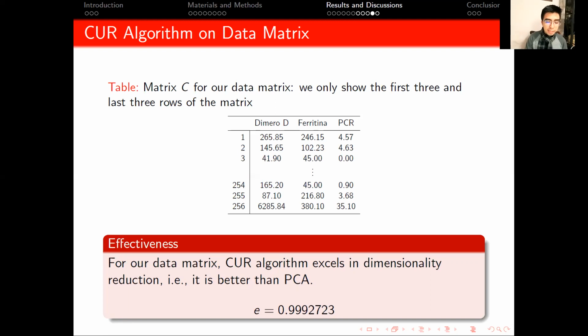About the effectiveness, we get that E is equal to 0.9992723, which is rather close to 1. This implies that for our data matrix, the CUR algorithm excels in dimensionality reduction. That is, it's better than PCA.